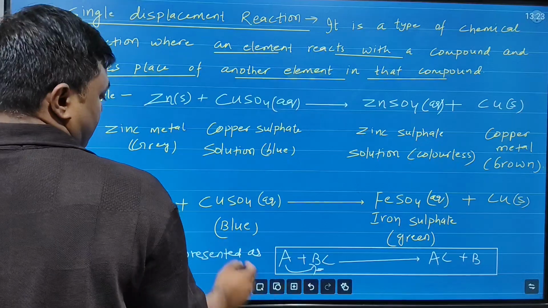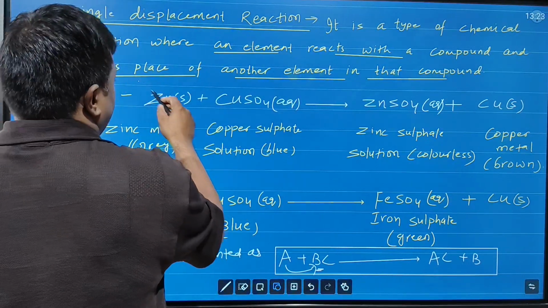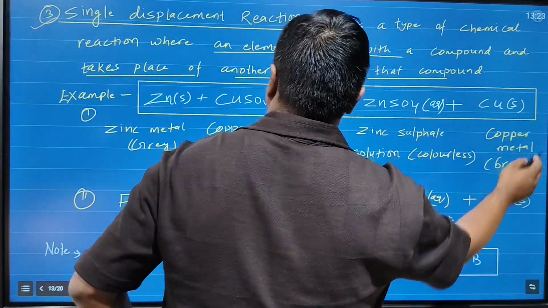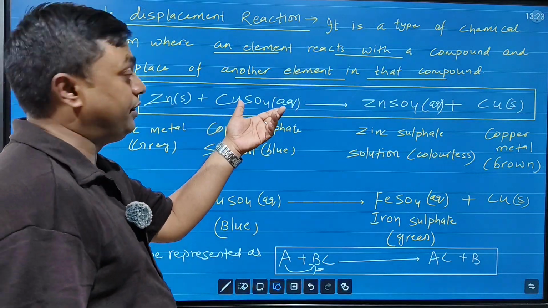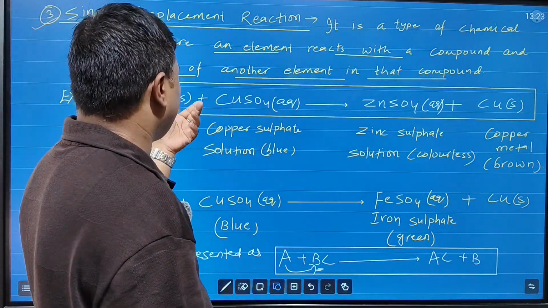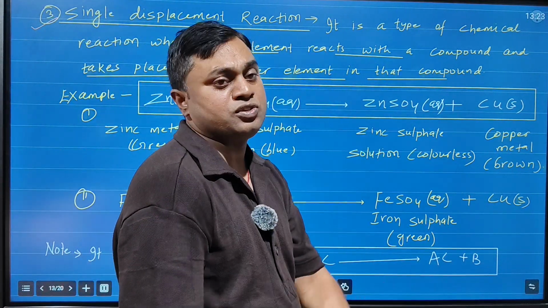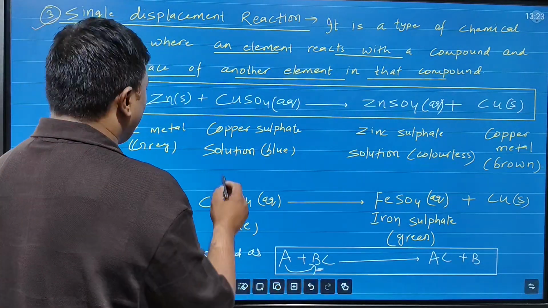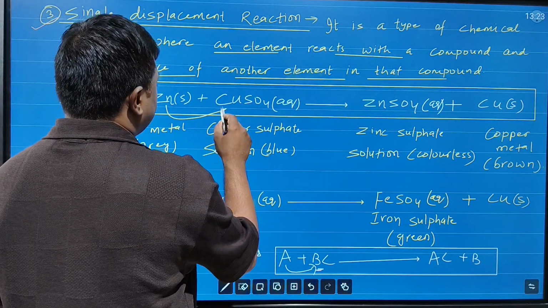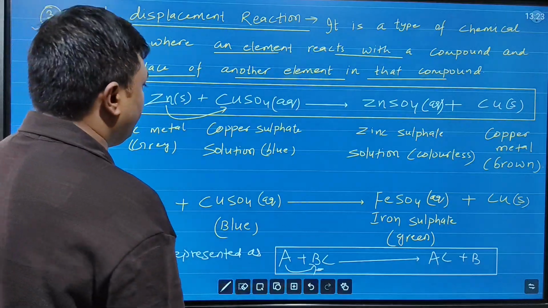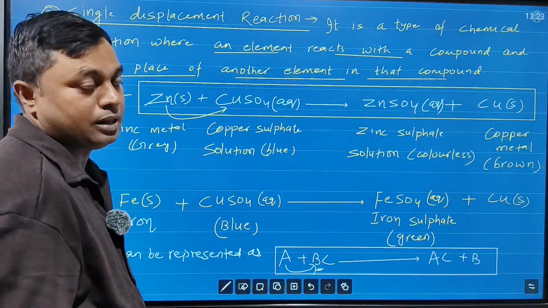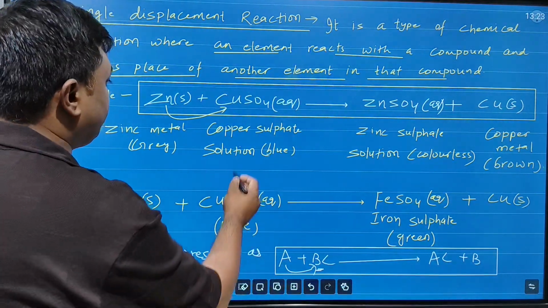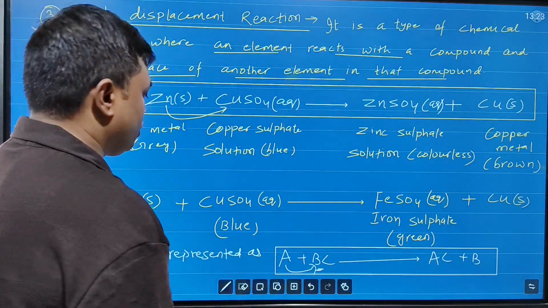You can see here an equation example: reaction of zinc with copper sulfate. Whenever zinc reacts with copper sulfate aqueous solution, see what will happen. Zinc sulfate plus copper is formed. So here zinc is more reactive than copper. That's why zinc will displace the copper from its aqueous solution. Yes or no? So zinc metal plus copper sulfate gives you zinc sulfate plus copper.